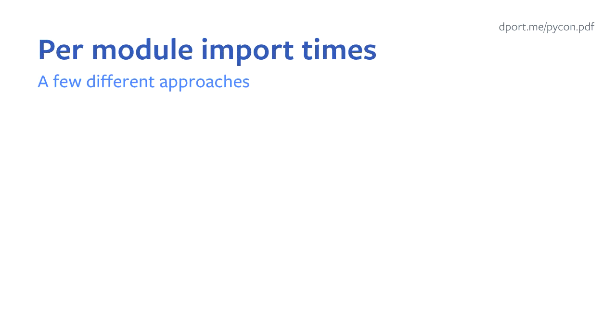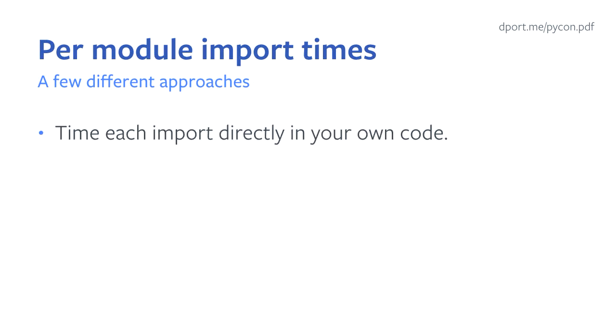There are a few different approaches. First, you can time each import directly in your code. The first thing you Google on import profiler in Python is essentially this. It just gives you a context manager that does this, and you have to wrap every single one of your imports manually. There's a lot of manual work. It doesn't necessarily work if you can't change what you're importing. And you have to roll your own logic regarding cumulative versus non-cumulative import time, which we'll get to.